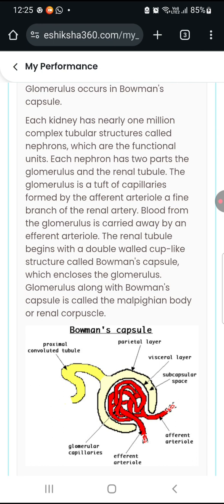The renal tubule begins with a double-walled C-like structure called Bowman's capsule, which encloses the glomerulus. The glomerulus, along with Bowman's capsule, is called the Malpighian body or renal corpuscle.